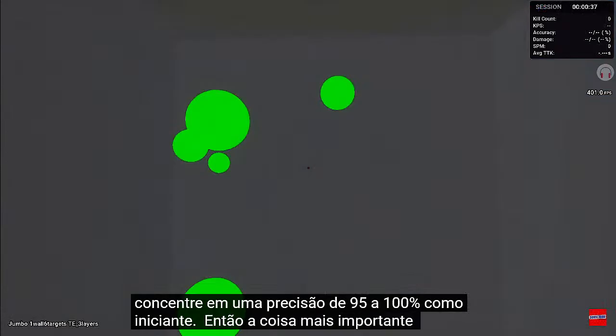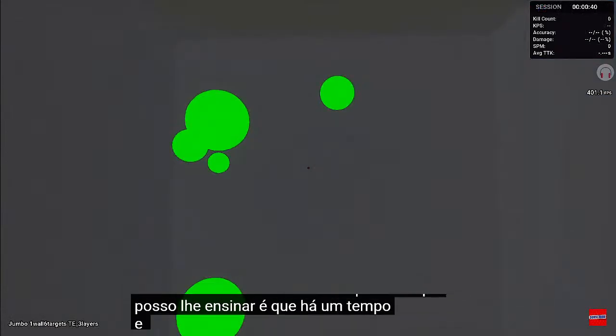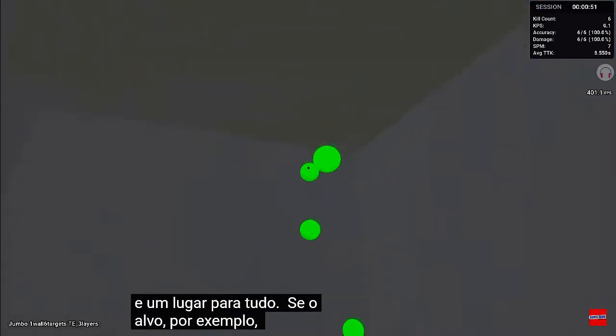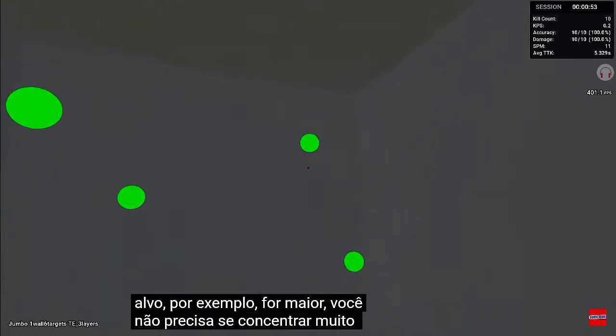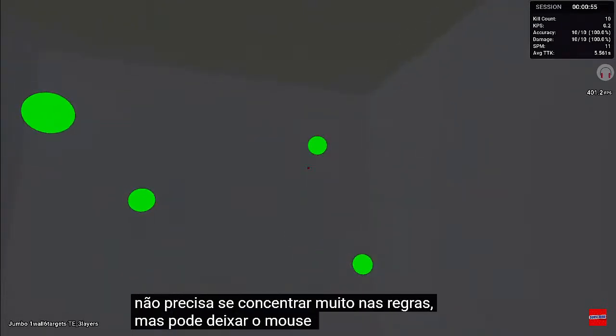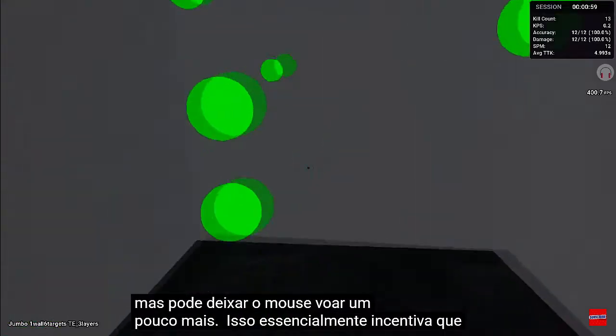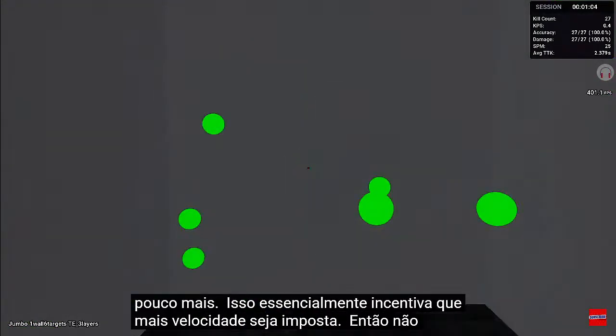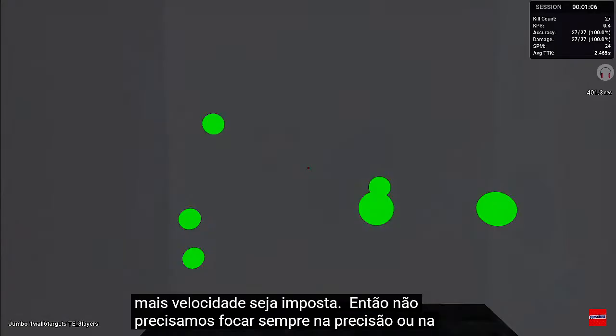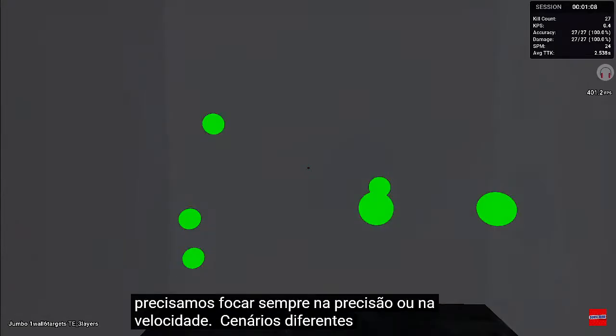So the most important thing I could teach you is that there's a time and a place for everything. If the target, for example, is larger, you don't have to overly focus on the rules, but you can let your mouse fly a little bit more. This essentially encourages more speed to be pushed, so we don't have to always focus on accuracy or always speed. Different scenarios call for different things.